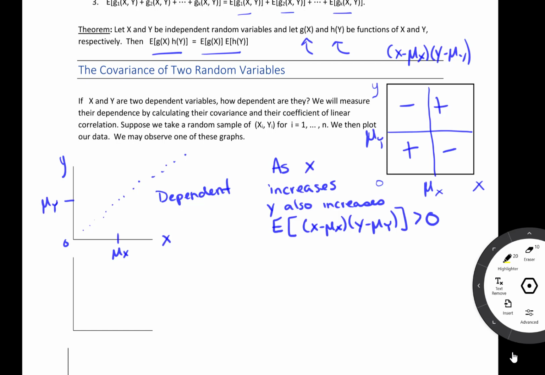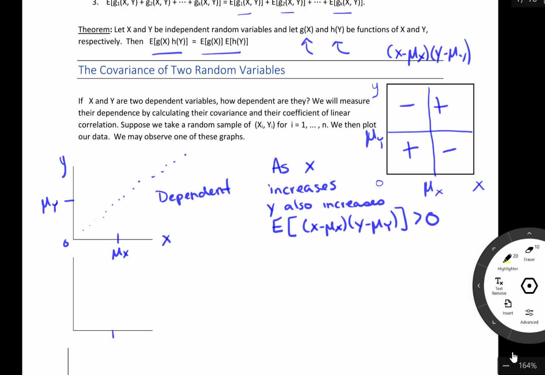One thing to notice is that this expected value that we're looking at looks kind of similar to when we talked about variance. Because remember when we talked about variance, one of the expected values that we looked at was X minus mu X squared. But now we've got an X and a Y, so instead of considering it by itself and squaring it, we've got the product of the two.